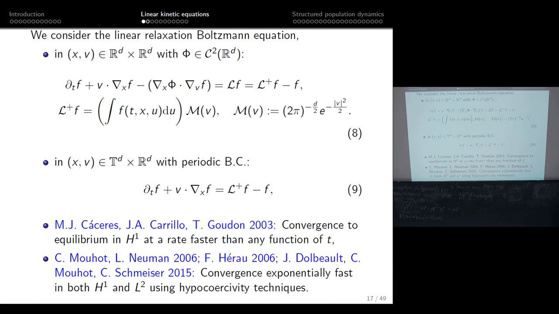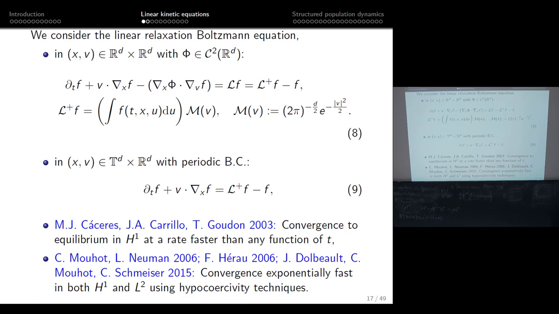So if we first consider linear BGK posed in the whole domain R^d, we will assume that this confining potential grows quadratically at infinity, and the operator L is defined with the positive part in this way, where M is the Maxwellian. This is like a toy model, the simplest kinetic equation, let's say, which will have the Maxwellian as equilibrium anyway. If we consider the equation on the torus, of course we get rid of the potential part, and it will be defined in this way.